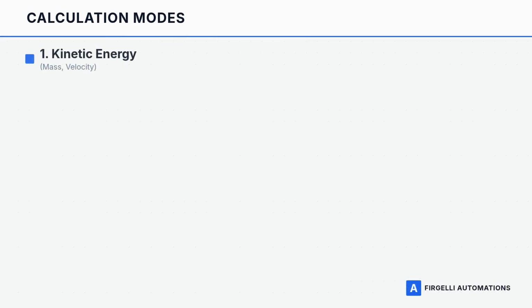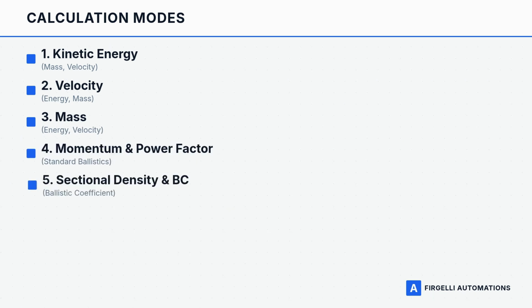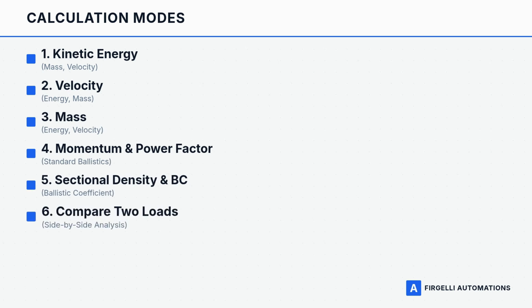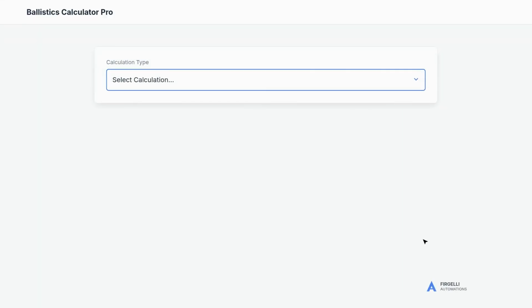The primary control is the Calculation Mode dropdown. You'll find 6 distinct modes: Calculate kinetic energy from mass and velocity, Calculate velocity from energy and mass, Calculate mass from energy and velocity, Calculate momentum and power factor, Calculate sectional density and ballistic coefficient, and compare two loads. For this demonstration, we'll select Calculate kinetic energy from mass and velocity.